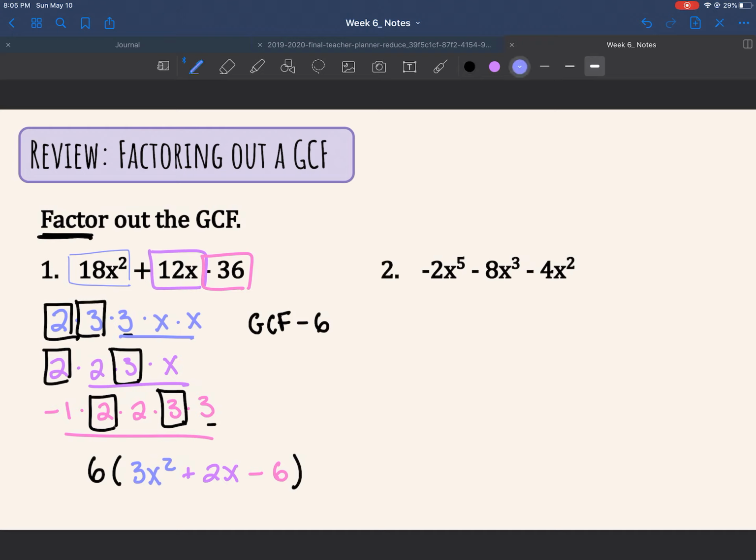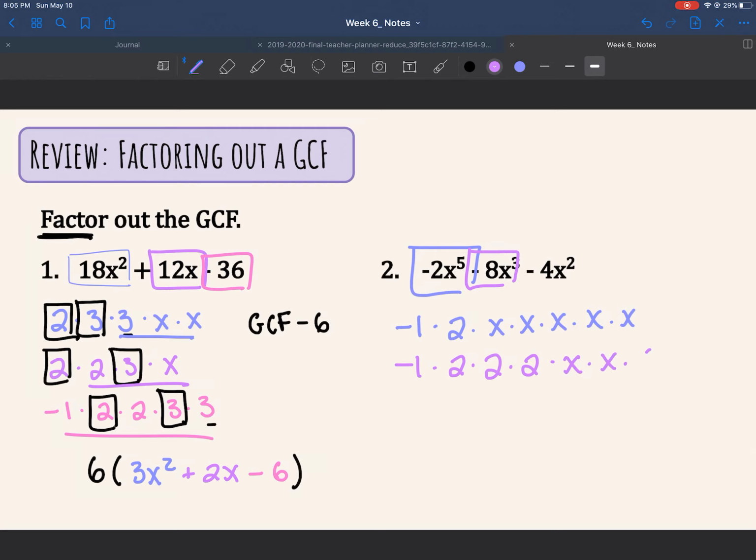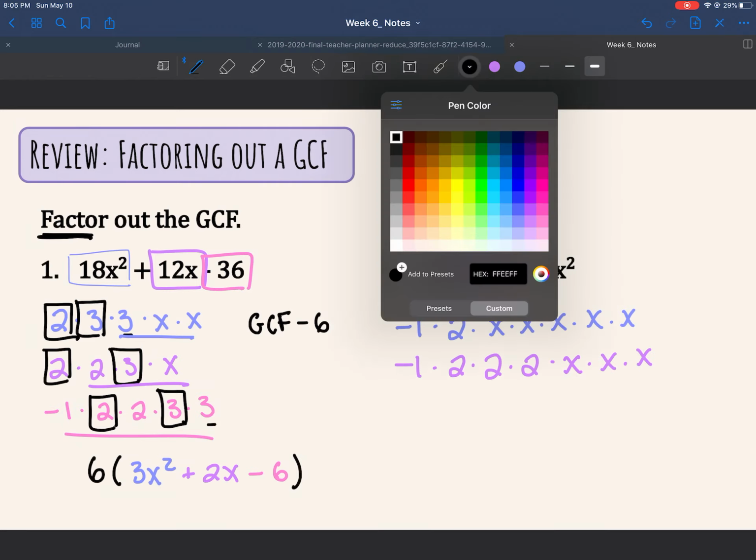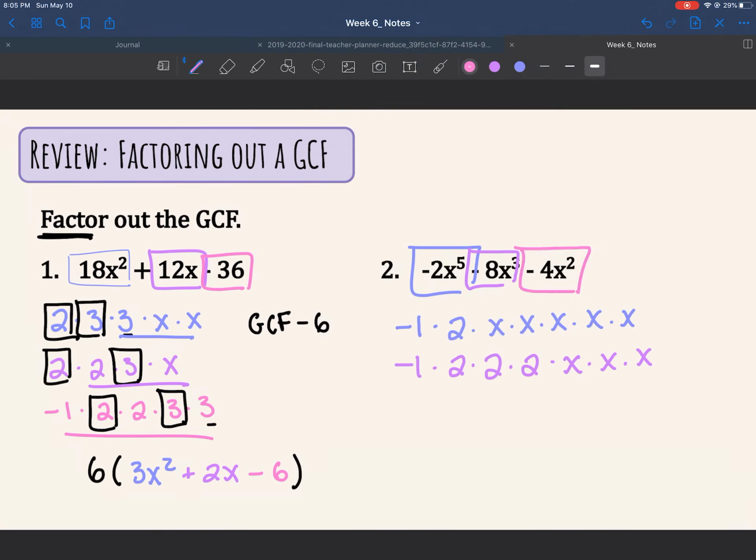Looking at the second one, I could break it up the same way. So here I have negative 1 times 2 and then 5 x's. For the middle one, it is negative 1 again times 2, and then 2 times 4 gives me 8. So I'm going to multiply it by 2 more 2's, and then I have 3 x's. Then here, for the last one, again, negative 1 times 2 times 2 times x.